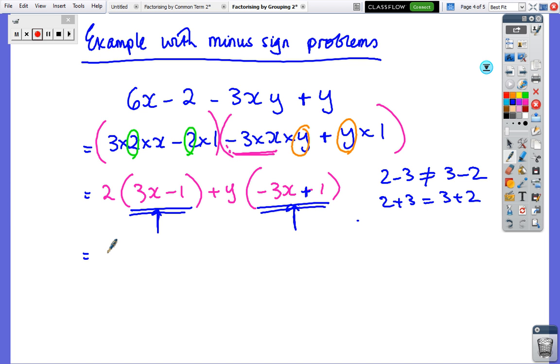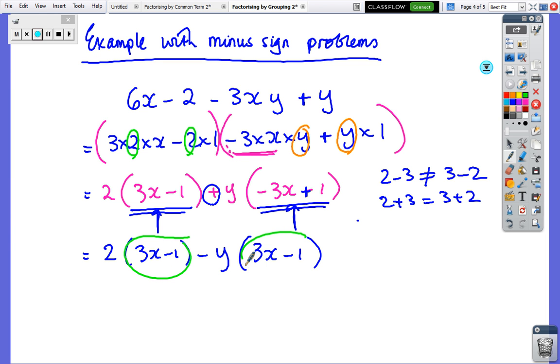So what we can do is we don't just cancel it out. So we leave the first bracket as it is, but instead of having a plus y, take out a minus y, and then that changes the signs inside. So instead of taking out a plus number, take out a minus number. And now I've got that and that the same, so that's the common factor, leaving behind 2 minus y.